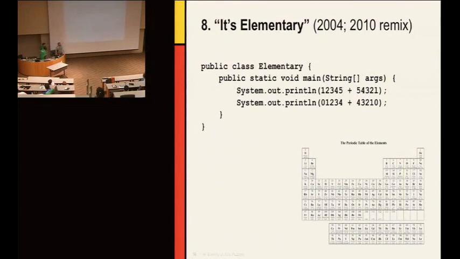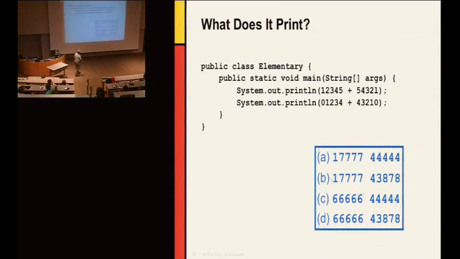All right, and we are back. I wish we had a little bit more light, but what we're going to do is I'm going to show you the possible choices here. Those are the choices, and they're basically a regular array of choices. 17777 or 66666 for the first edition, and either 44444 or 43878 for the second edition. So you just have to solve these two problems independently and then pick an answer accordingly.